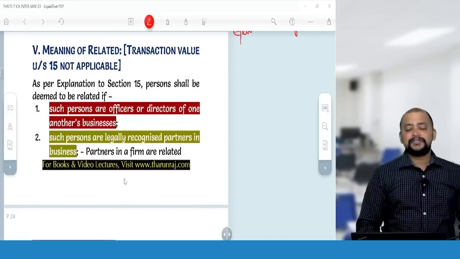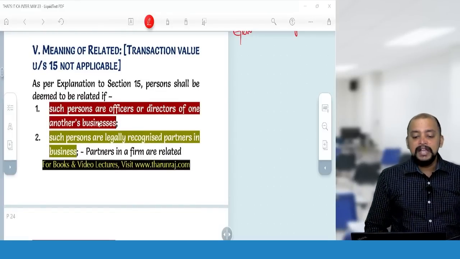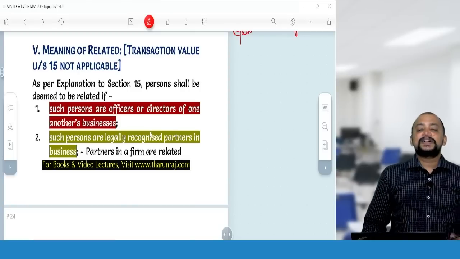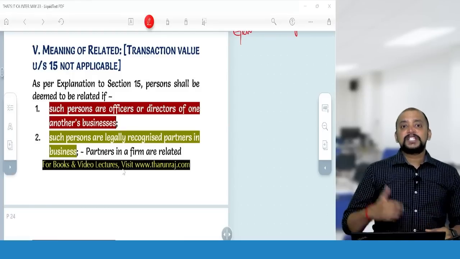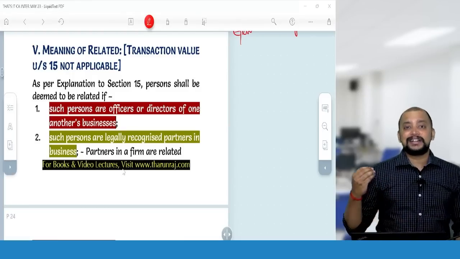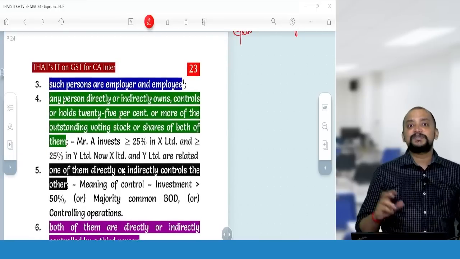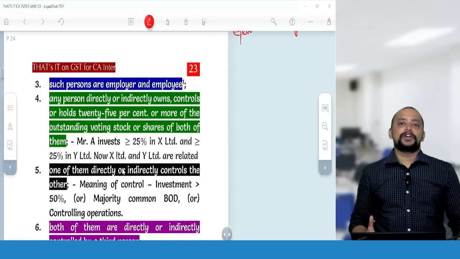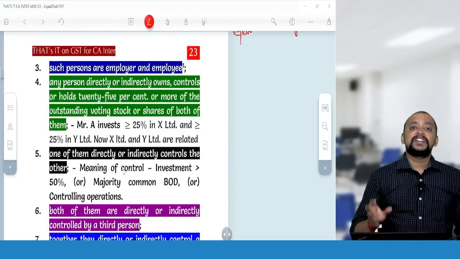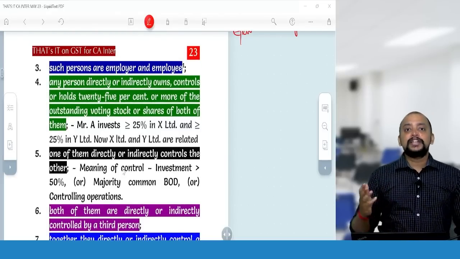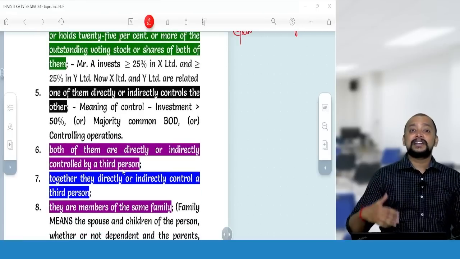Then related definition is not given under section 2, but it is given under section 15. So related means such persons or officers or directors in one another's business. Then such persons are legally recognized partners of a firm. So partners of a firm are treated as related. Then such persons are employer and employee. Then any person, that is, there is a shareholder who is holding 25% or more in 2 companies, then those 2 companies will become related. Then one of them directly or indirectly controls the other.